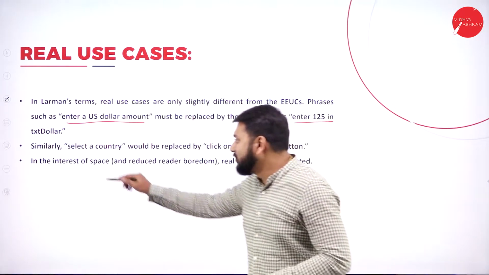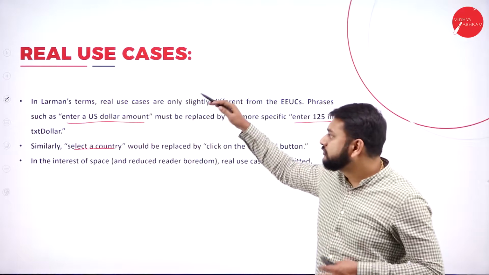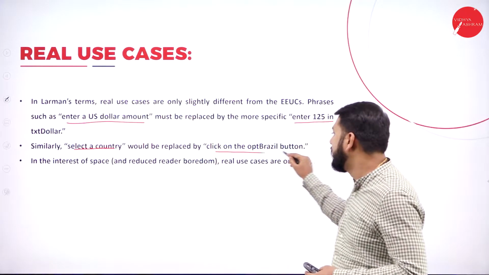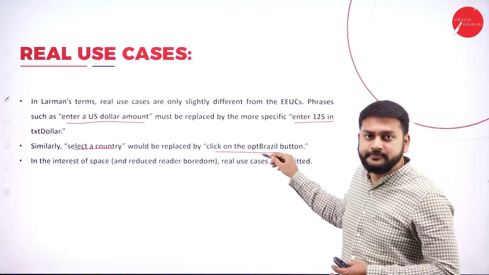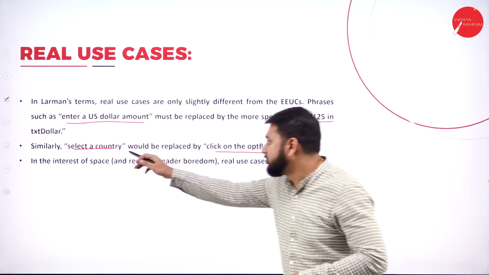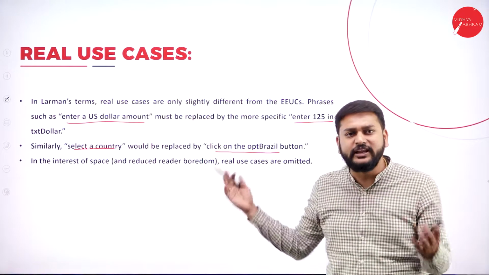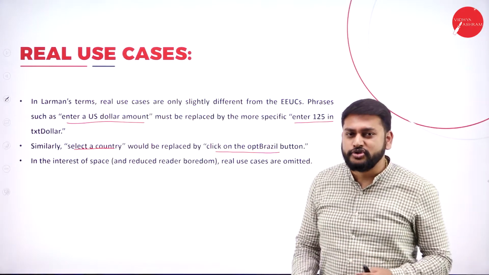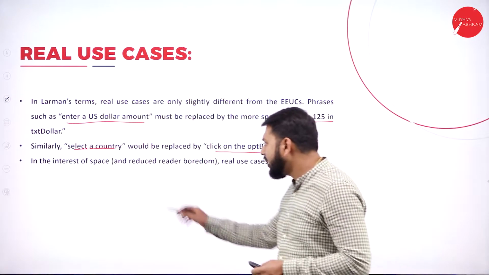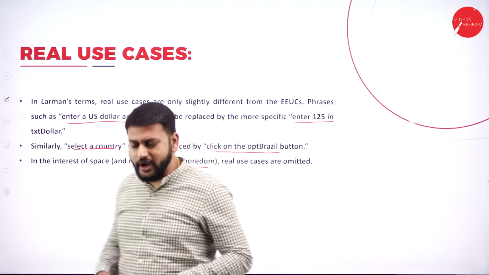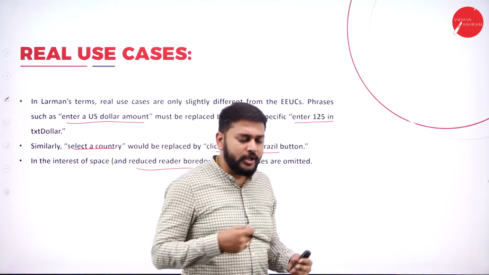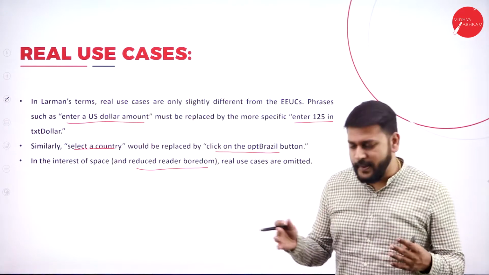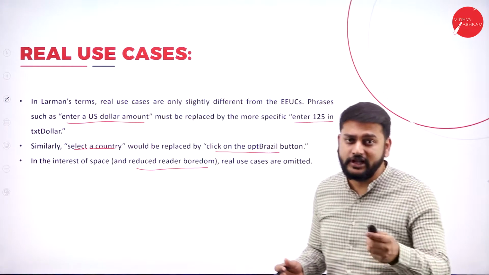Similarly, "select a country" in the normal use case gets replaced in the real use case by "click on option Brazil button". This is going to get replaced with this. Why are we replacing it like this? That's the most important thing that you need to remember: to avoid redundancy and reader boredom. Otherwise I would take a lot of time to read that, so I'm making the user read it very comfortably in a short span of time.